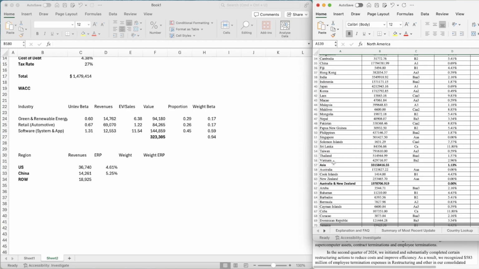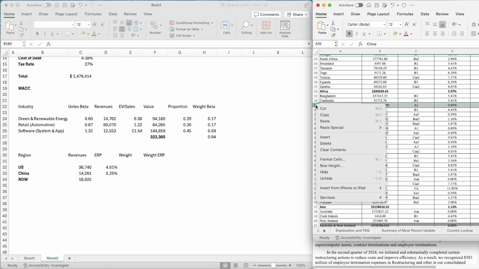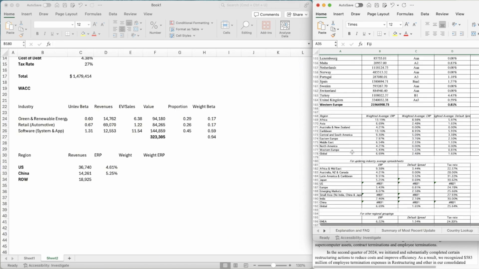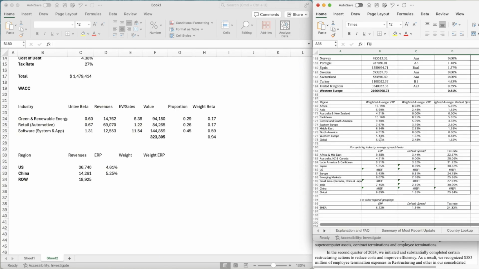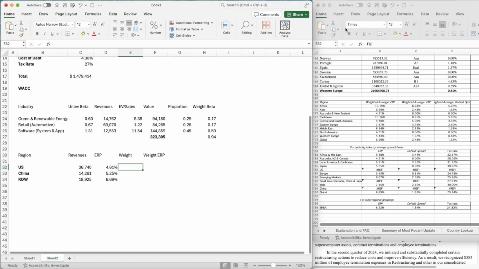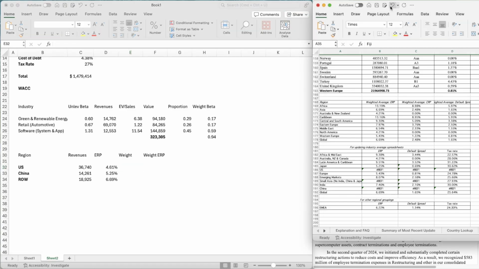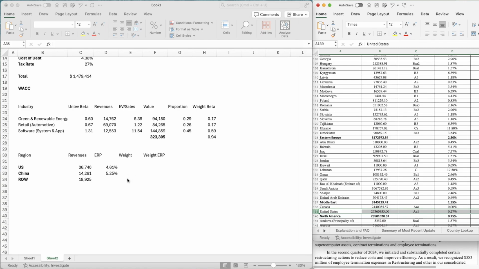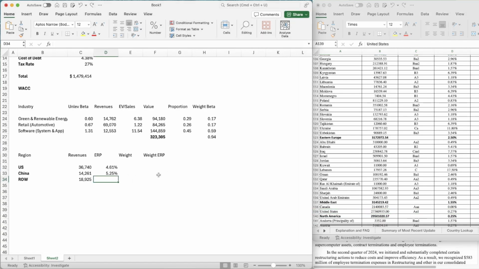Okay, so we get 6.69% as a global, as a rest of the world equity risk premium. Let me just undo this before I forget. Yeah, looks good. What did we say? 6.69.